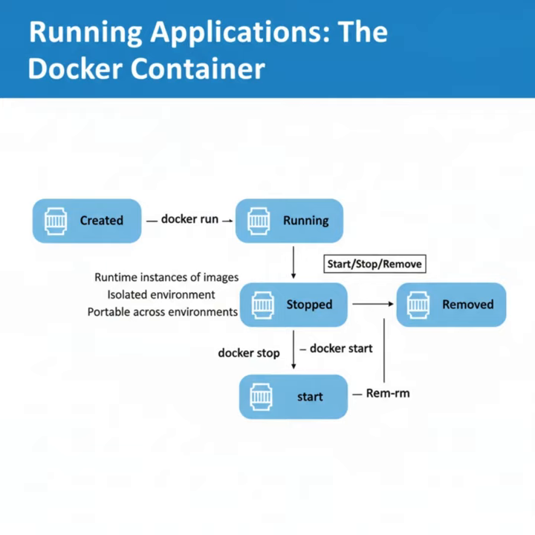While Docker images are the blueprints, Docker containers are the actual runtime instances of those images. When you run a Docker image, you create a container. This container is an isolated environment, meaning it has its own file system, network stack, and process space, completely isolated from the host system and other containers.